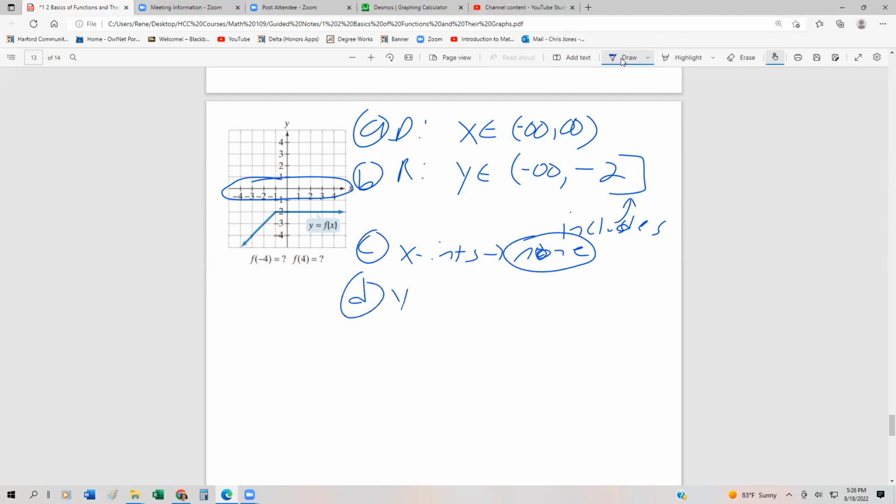And that's okay. Not every function is going to have x-intercepts. However, for the y-intercepts, there is one. And it's right here at this point at -2. So we could say that the y-intercept is going to be at -2, or as an ordered pair, (0, -2).